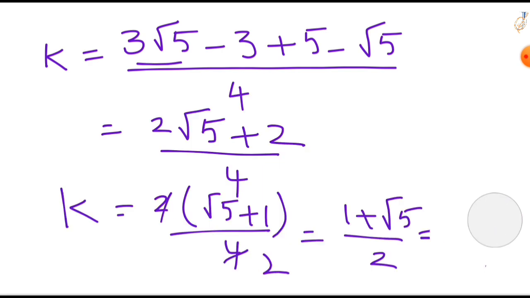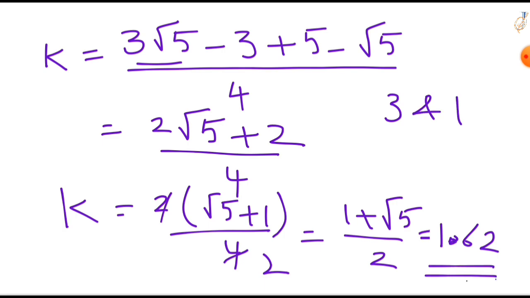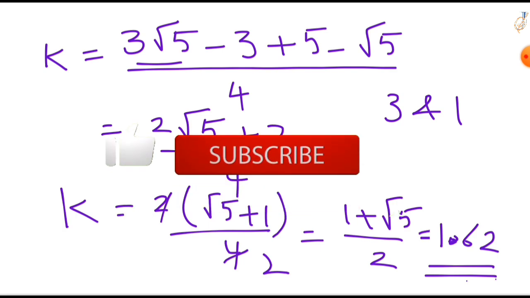It gives 1.62. So 1.62 lies in between our slopes 3 and 1. So it satisfies our condition. Hence, we can say that the k value is 1 plus root 5 by 2. Both methods yield the same result, k equal to 1 plus root 5 by 2, which is 1.62.